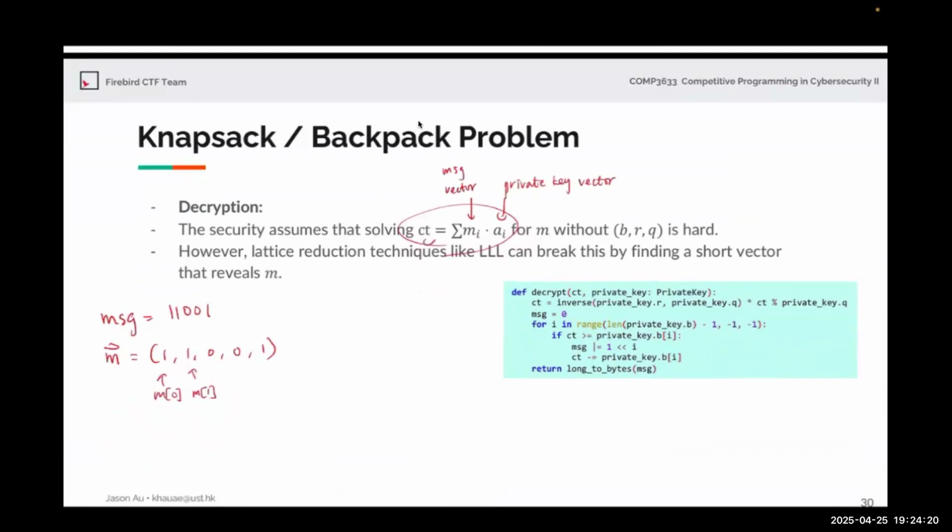And the ciphertext is, in each place in the message vector and the private key vector, we multiply each other, and then we get a sum. So if we don't know the private key, it's actually quite difficult to do the decryption. However, we can apply the LLL reduction to help us find the shortest vector that can reveal M.